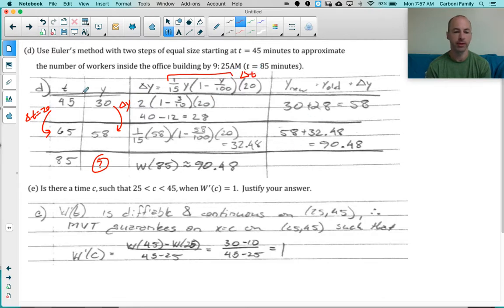And then we start plugging in. So I start with a y value of 30. So I plugged in 30, and you end up getting a delta y of 28. And I like to include this table. Your new y is going to be 30 plus 28, which is 58.